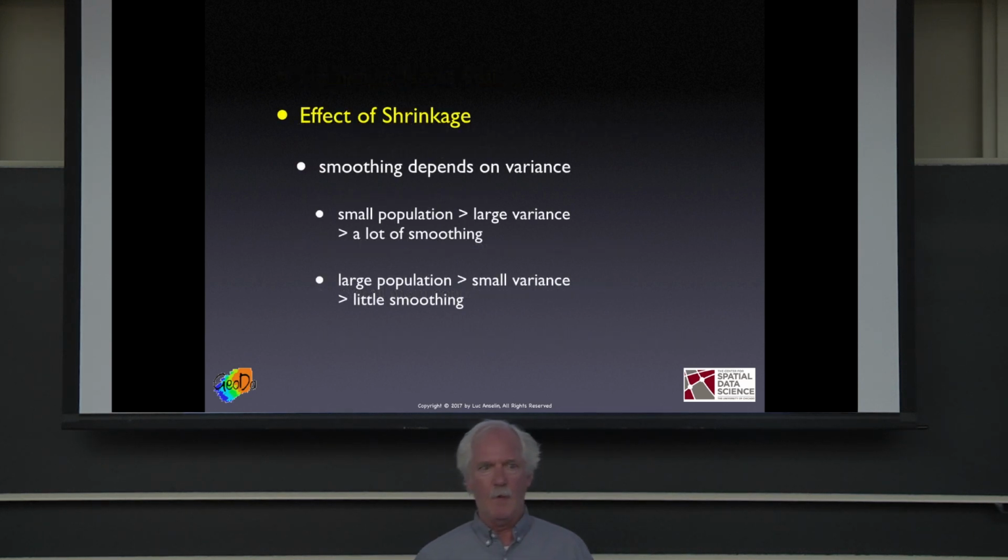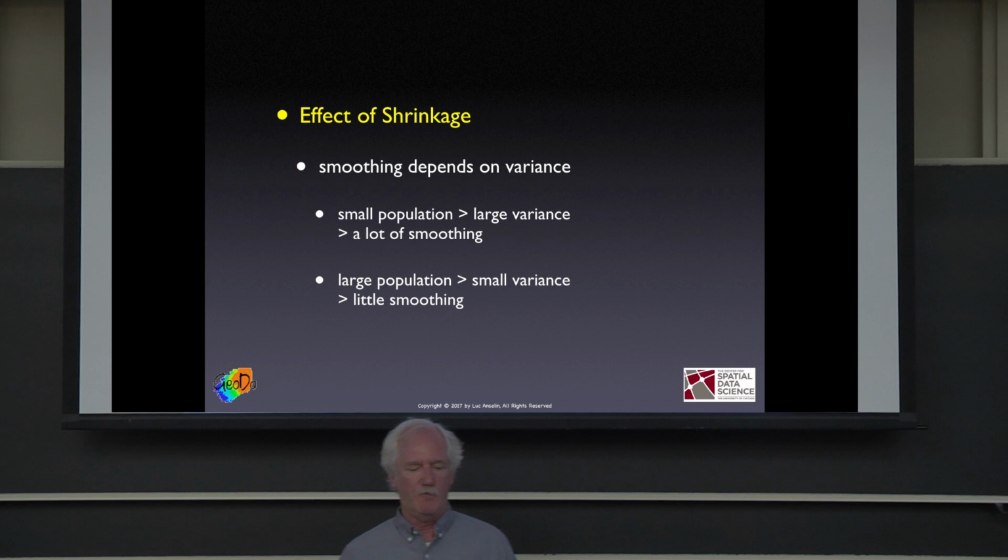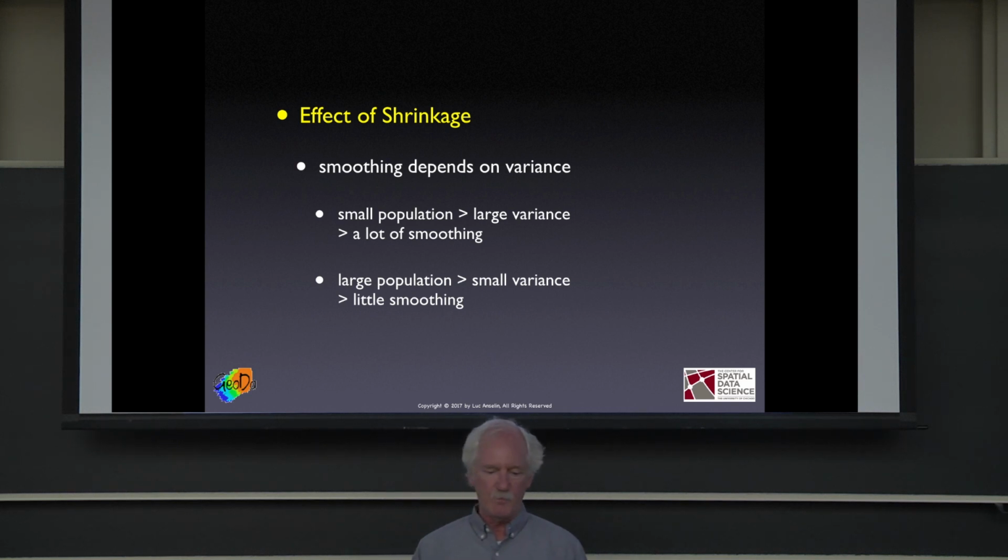Principle is very simple. It all depends on the variance. If you have a small population, you have a large variance, you have low precision, a lot of shrinkage, a lot of moving towards the overall mean. If you have a large population, small variance, high precision, basically doesn't matter.